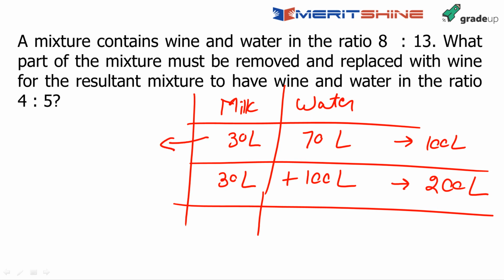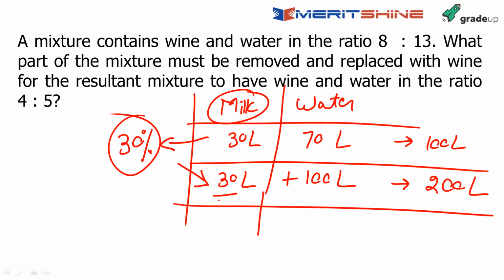After that, let's just concentrate on this one first. What is the percentage of milk here? This is 30 upon 100. So can I say, I'm just talking about milk here, can I say this is 30% milk? Obviously this is 30 out of 100, so it's 30% milk. Now look at what is happening in this second case here. I did not change milk, but I added water to it, and by adding water I doubled this quantity.